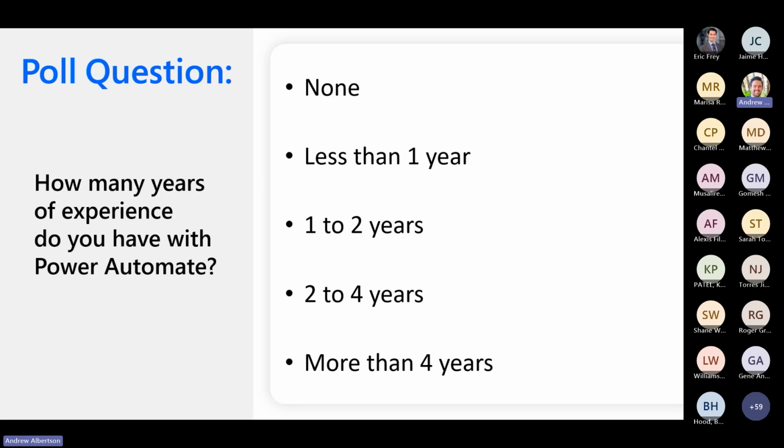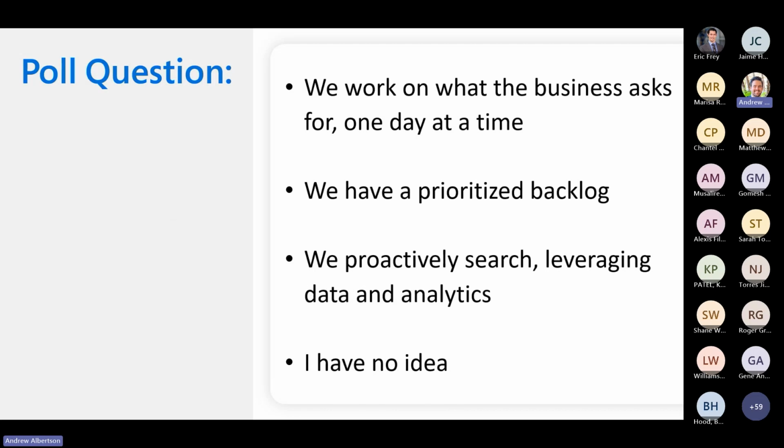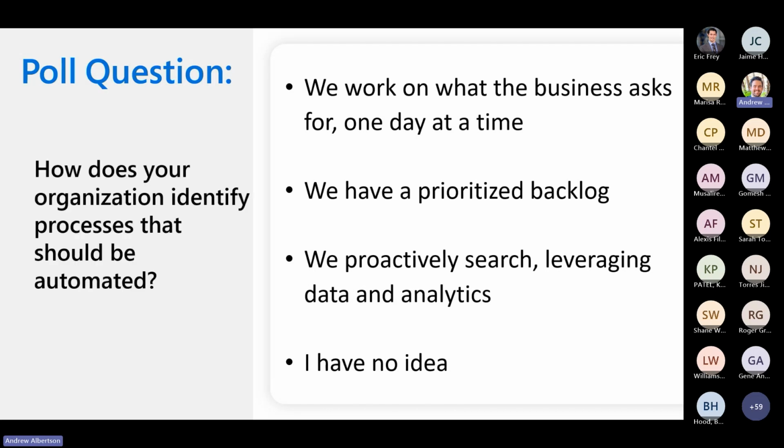And I'm going to go ahead and move to the next one. And we're going to follow that with one more poll as well. And actually, this is kind of the more important poll for the day. How does your business and your organization identify processes that should be automated? So all of the answers over here on the right, I have been at one point in my career, right? At different jobs, different organizations.